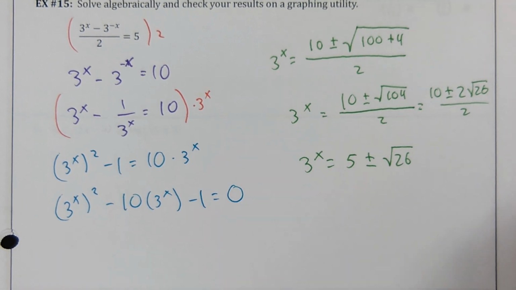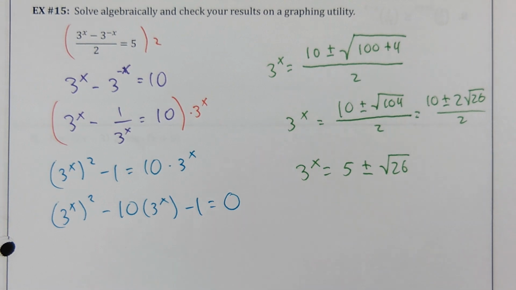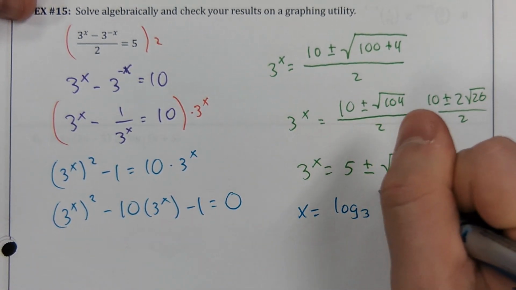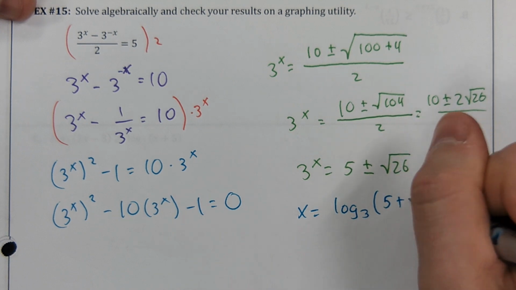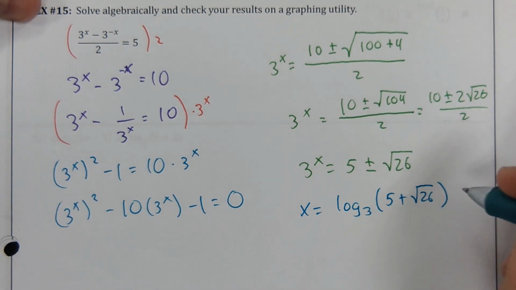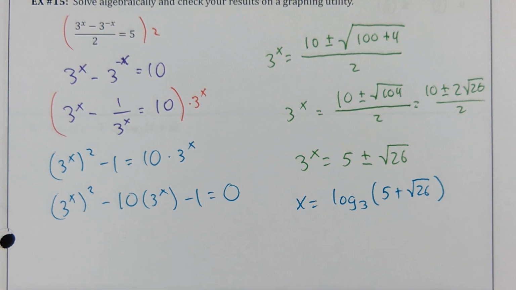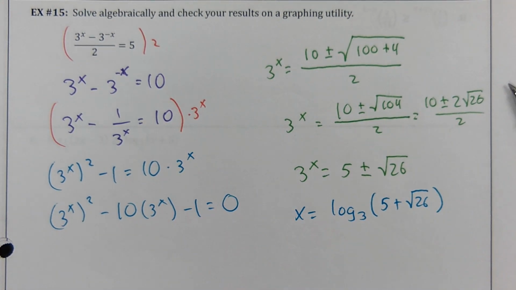So when you use log base 3 of both sides, what you get is x equals log base 3 of 5 plus the square root of 26. That's what you get if you solve it algebraically. Of course, you could type it on a calculator, but whatever.